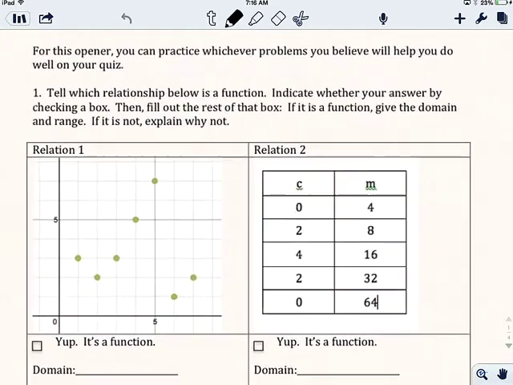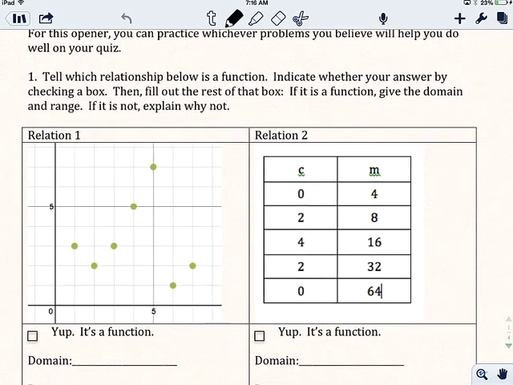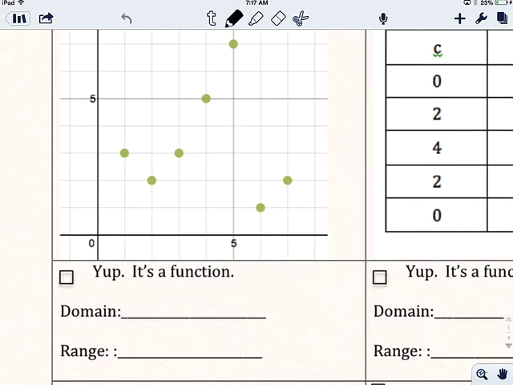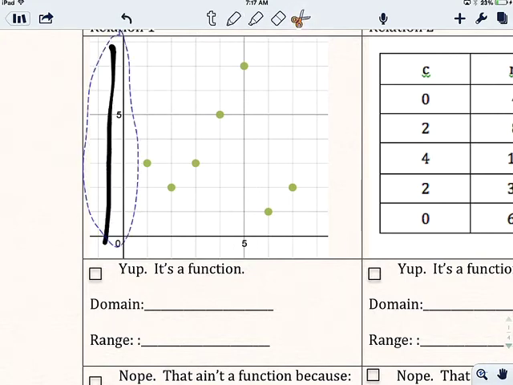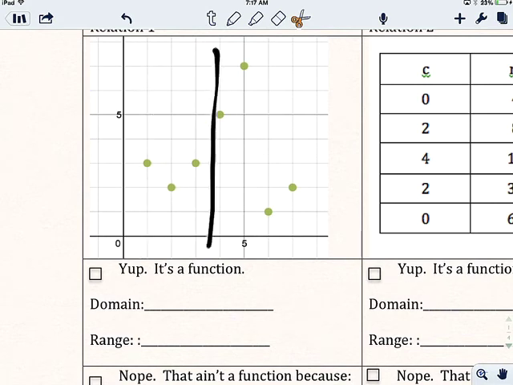Tell which relationship below is a function. Indicate your answer by checking the box, then fill out the rest of that box. If it's a function, give the domain and range. If it's not, explain why not. Okay, so here's the first relation. I'm looking at it, and something that I'm noticing, if I am being conscientious, is that this guy passes the vertical line test. So throughout the entire domain of the function, each input has exactly one output. And so I can be sure that, yep, it's a function.